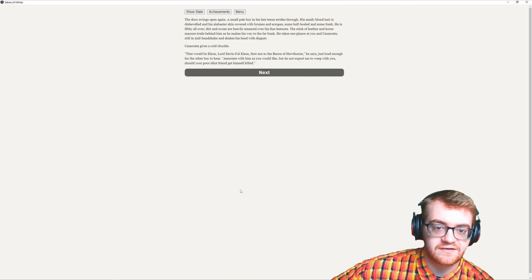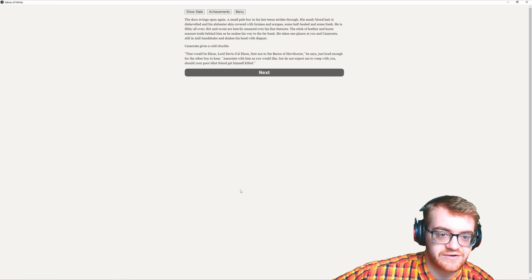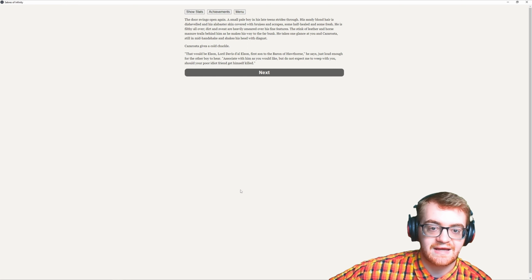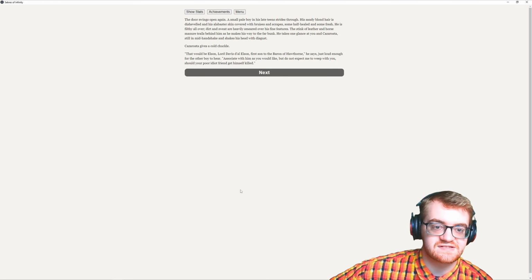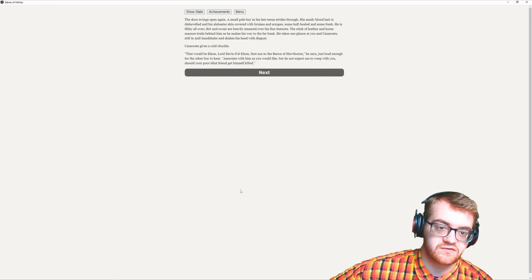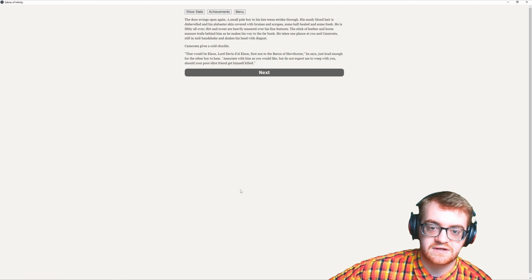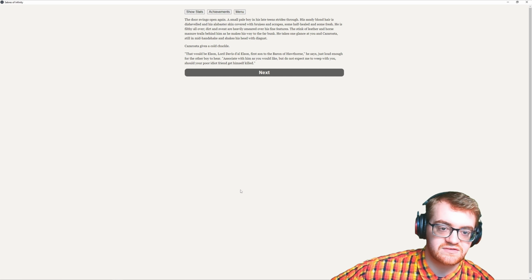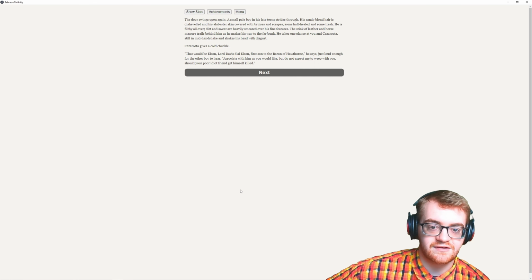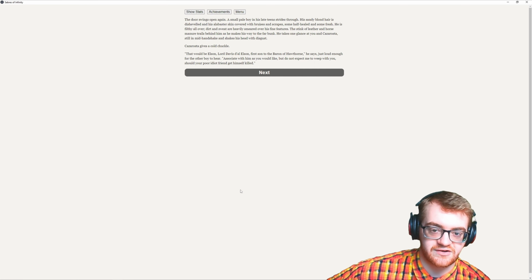The door swings open again. A small, pale boy in his late teens strides through. His sandy blonde hair is disheveled and his alabaster skin covered with bruises and scrapes, some half-healed and some fresh. He is filthy all over. Dirt and sweat are heavily smeared over his fine features. The stink of his leather and the horse manure trails behind him as he makes his way into the far bunk. He takes one glance at you and Casarosta, still in mid-handshake, and shakes his head with disgust.